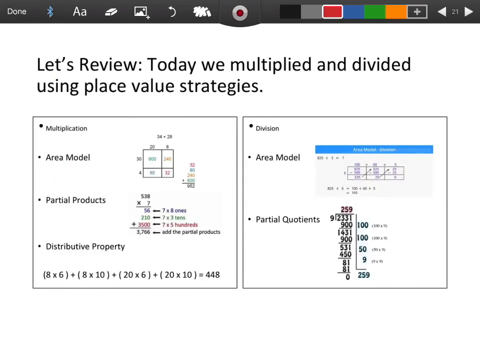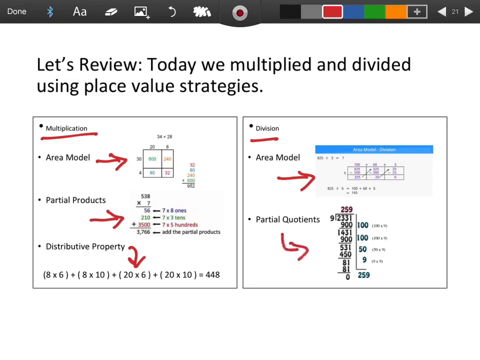Let's review. Today we multiplied and divided using place value strategies. So with multiplication, we know we have the area model that we can use right here. We know that we can use partial products, and we know that we can use the distributive property. Your sheet is going to have you using all 3 of these different strategies. For division, you know that we learned you can use the area model and you can use partial quotients.